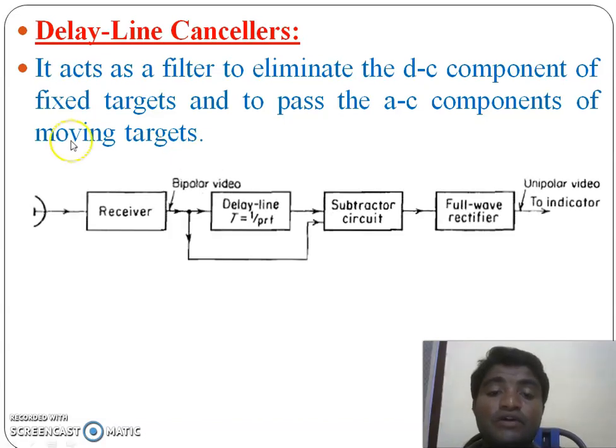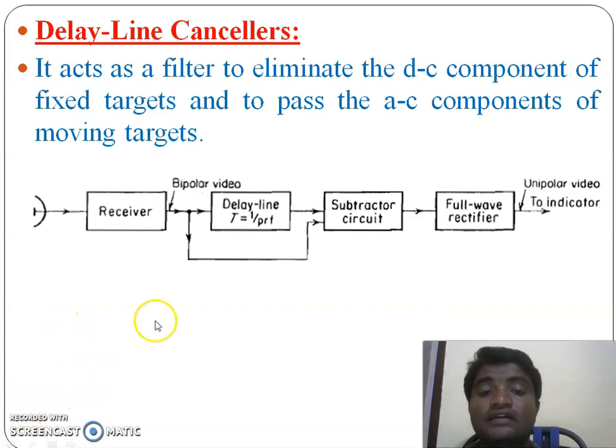And this is the block diagram of the delay line canceller. This delay line canceller consists of one delay line and a subtractor. The subtractor has two inputs. One is the normal input and another one is the time delayed input.